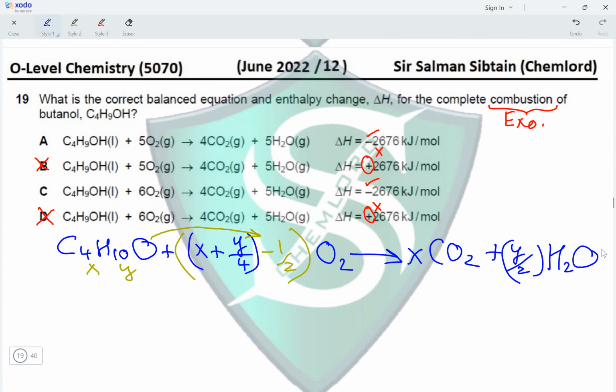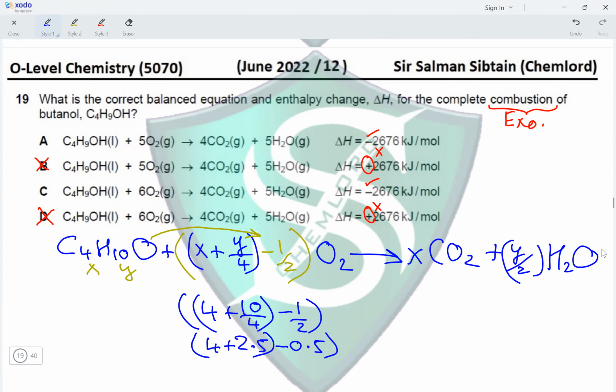So let's do this working. 4 plus 10 upon 4 minus half is the moles of oxygen. So 10 upon 4 is 2.5. 4 plus 2.5 minus 0.5. Half is 0.5. So if we minus 0.5, we are left with 4 plus 2, so the value here is 6. Moles of oxygen is 6. In option A, we have moles of oxygen as 5. In option C, we have moles of oxygen as 6, making option C the correct option for this question.